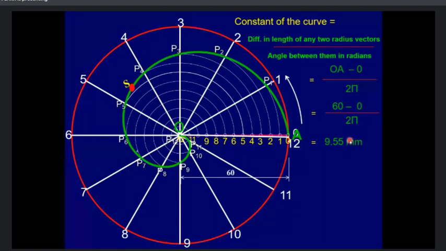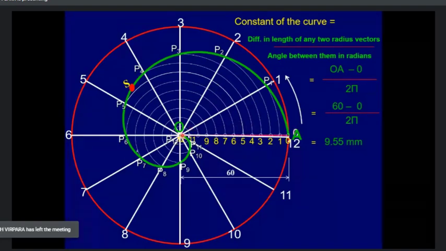Let me explain. The angle between them in radians is a variable term depending on which two radius vectors you are taking. Here 2 pi is taken because I have considered my initial vector and the final vector the same. Actually, I can write the difference in length as final vector minus initial vector. Here the initial and final are both the same, that is OA and 0. The angle between them is 2 pi. You can also take OA minus OP1 divided by 30 into pi by 180, that is in radians. So it is the difference in the length of any two radius vectors.